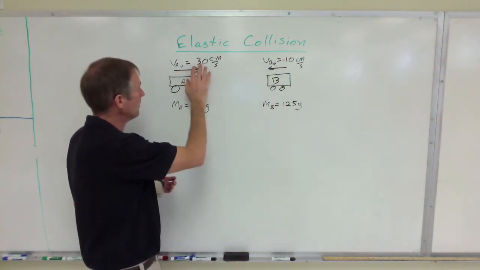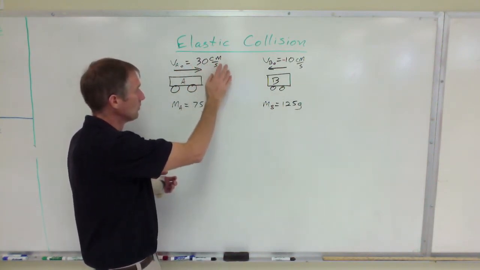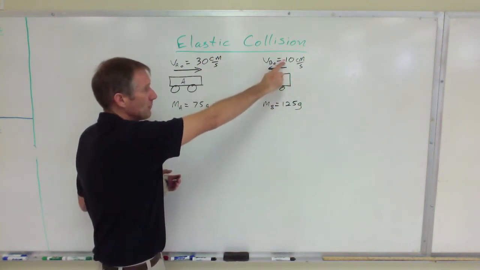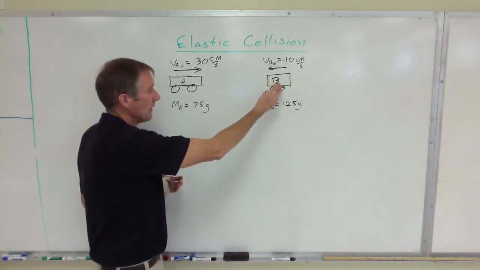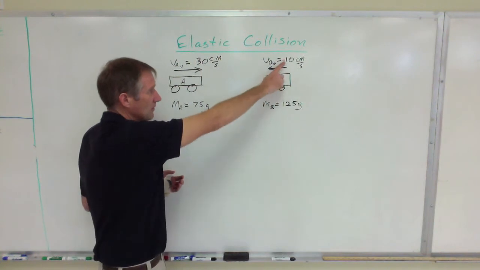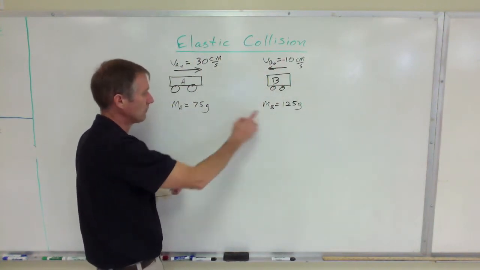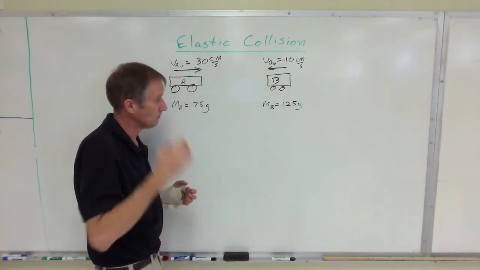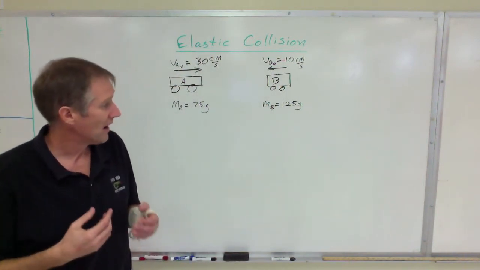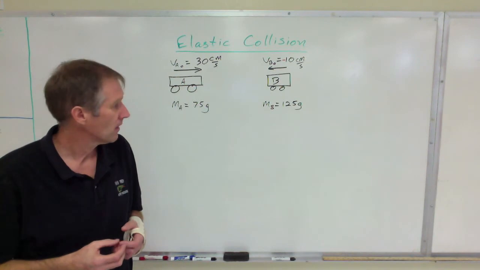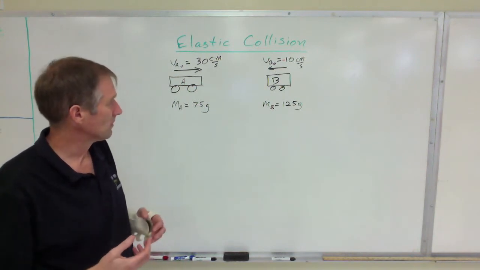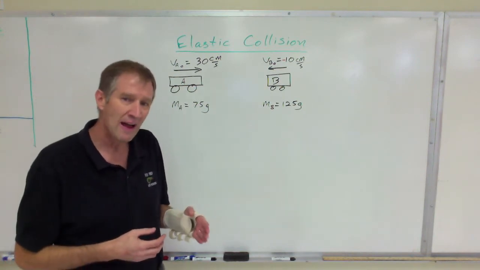Cart A has an initial velocity of 30 centimeters per second, and B is going in the opposite direction to the left at 10 centimeters per second. That's why the negative sign is in there. And the mass of A is 75 grams, and the mass of B is 125 grams.